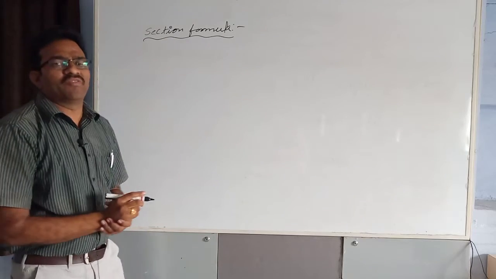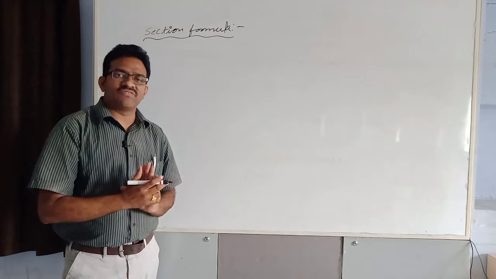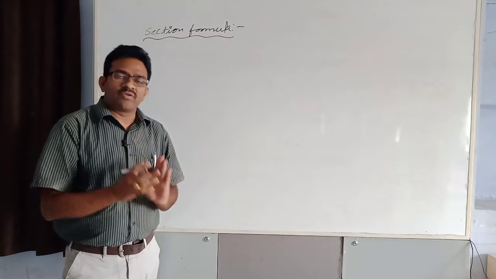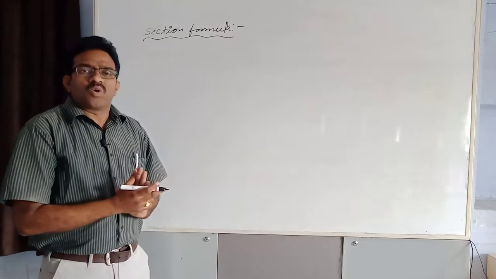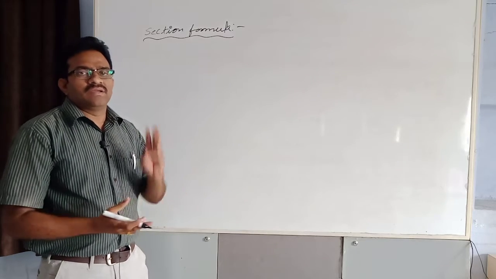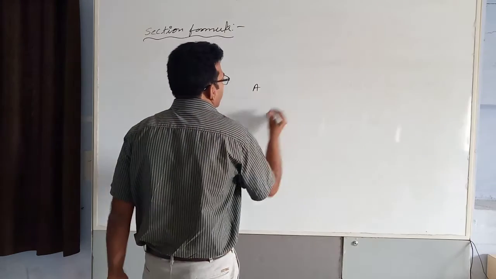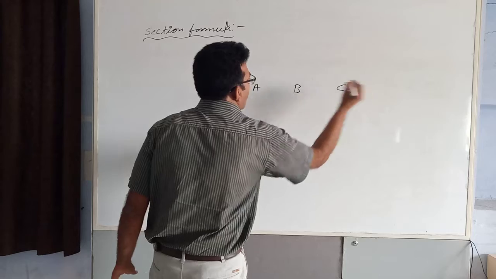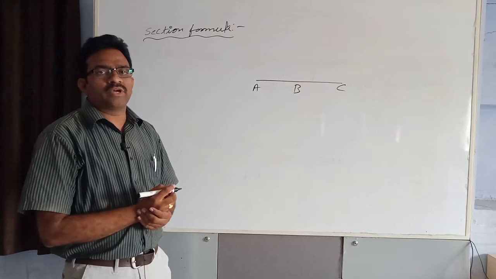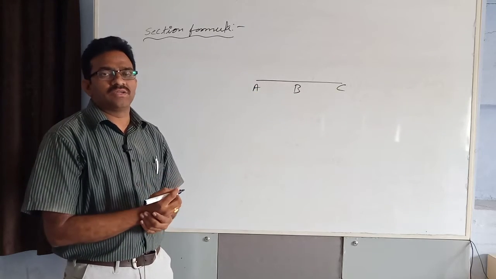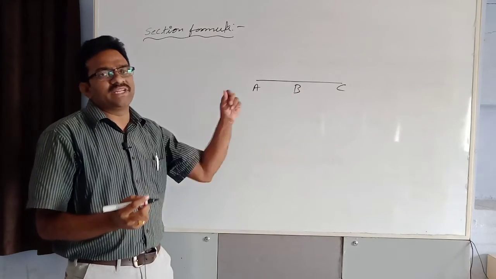Section formula. Before discussing the section formula, by using the distance formula, we are going to show whether 3 points are collinear or not collinear. Collinear is nothing but points lying on the same line. For example, here point A, point B, point C lie on the same line, so these are collinear points. Any 3 points that are collinear, we represent by using the distance formula.